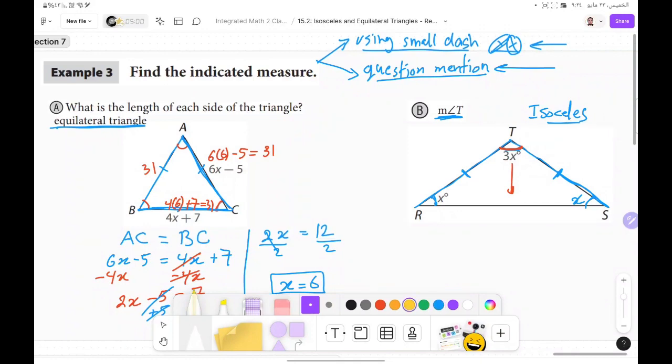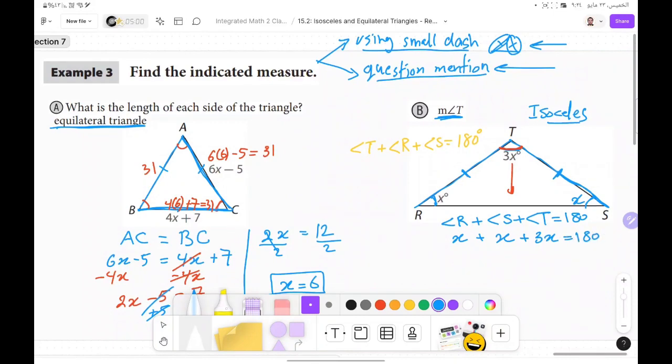We know that the summation of all interior angles, angle T plus angle R plus angle S, is equal to what? 180, from what I told you before. So now we use this rule to find X. Let's write it here. Angle R plus angle S plus angle T is equal to 180. Angle R is X, angle S also is X, plus angle T is 3X, is equal to 180.